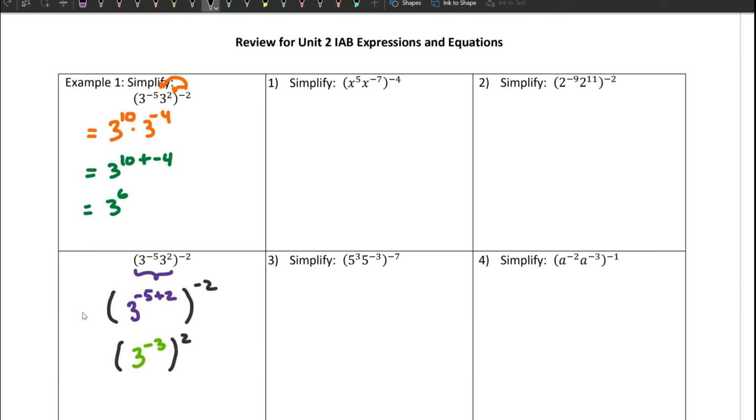Okay, so what we did is we worked inside parentheses first. Then we're going to do the power rule, which is multiply the power to the power. I just realized that my 2 right here has the negative, so negative 2 times negative 3, which is positive 6, 3 to the 6th power. So whichever way that you pick, you will have the same answer.